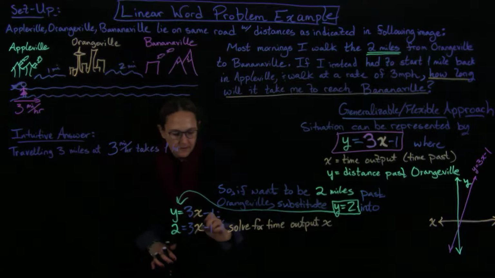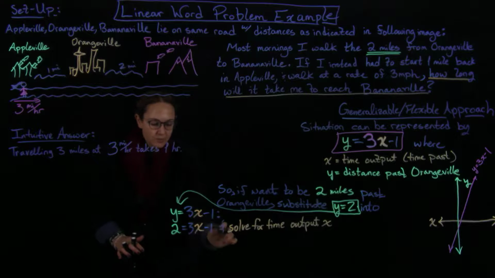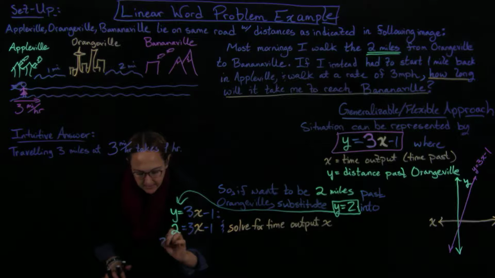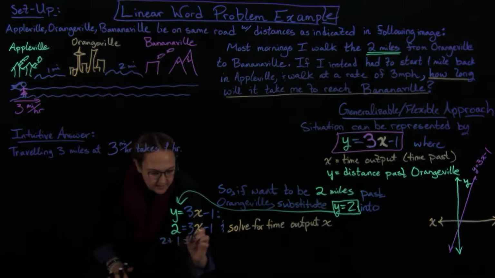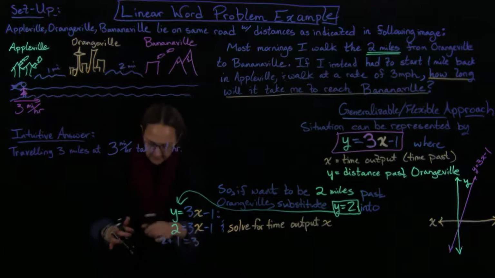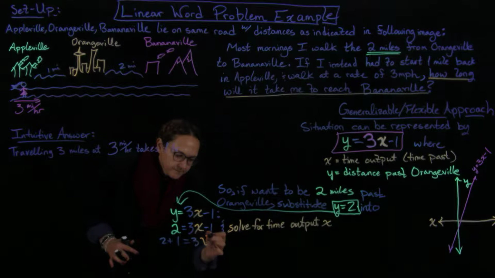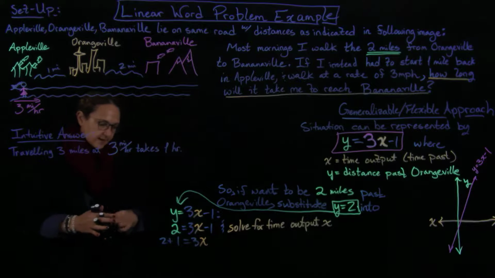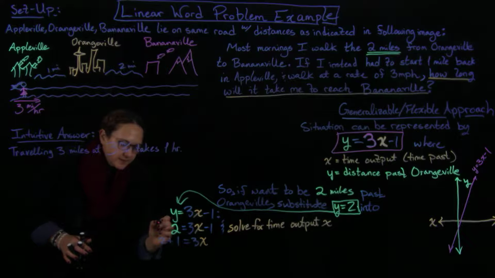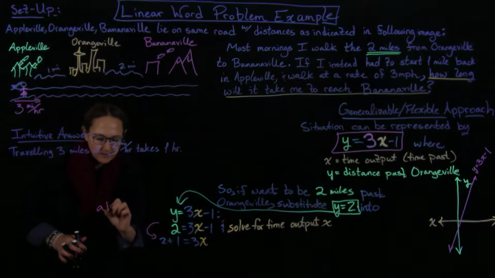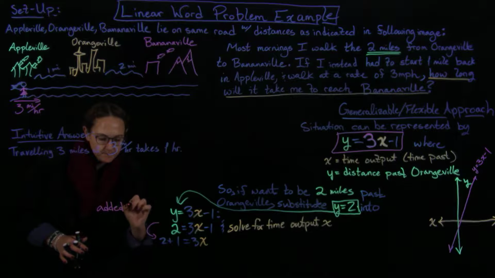I'm going to add 1 to both sides. So I'm going to get 2 plus 1 equals 3x. Here I just added 1 to both sides. That was all I did.